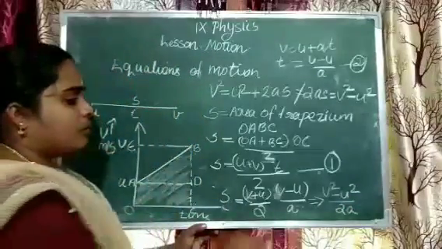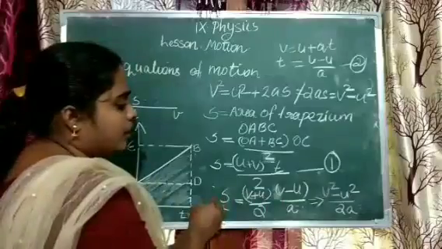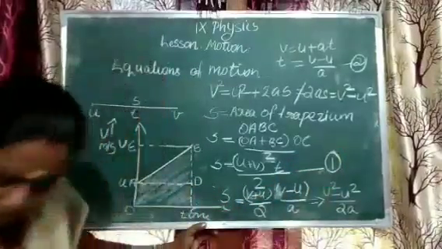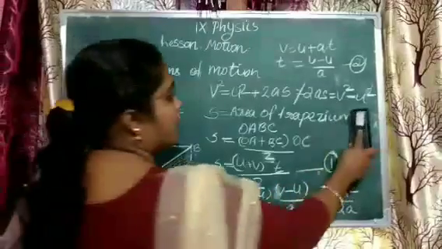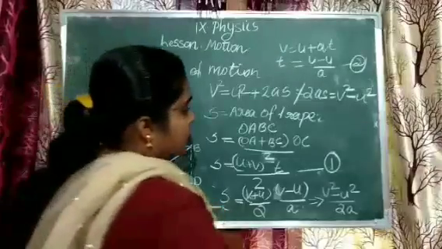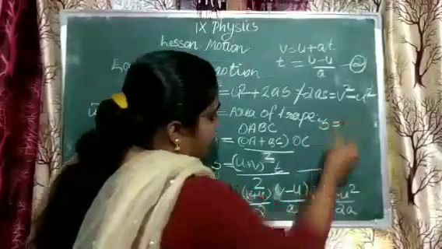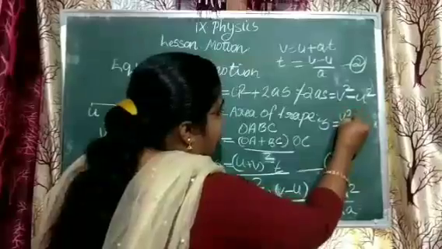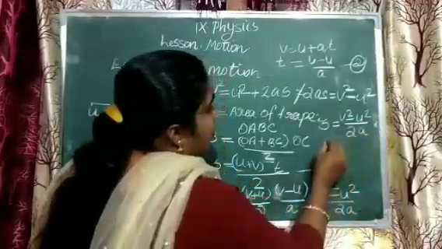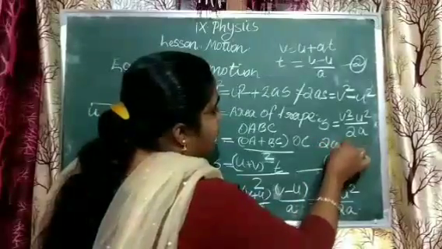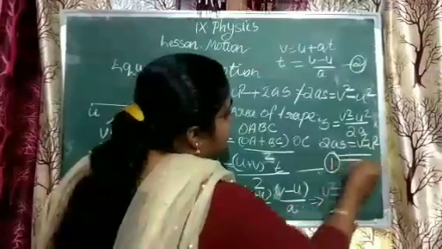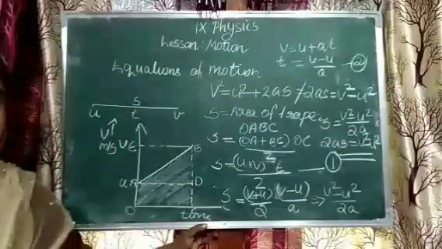Okay, when we take this 2A to this side, what will we get? The final equation is S is equal to V square minus U square divided by 2A. Then we can write 2AS is equal to V square minus U square. So this is the last relation.